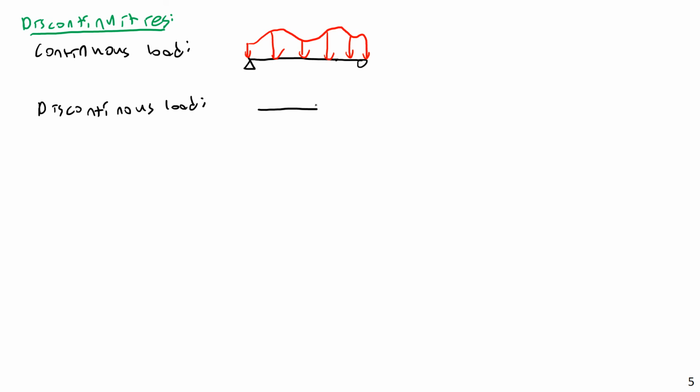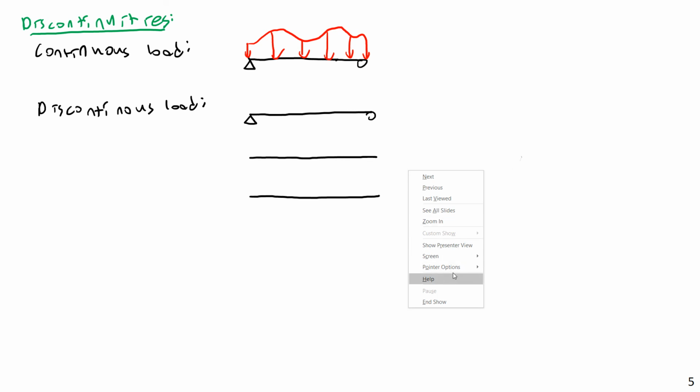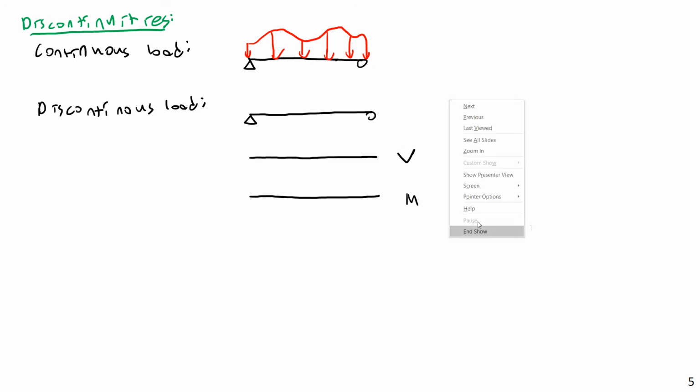Imagine you have a beam that is still simply supported, but instead of having a distributed load, and I'm going to go ahead and draw the V and M under this. And I suppose we can work through this later, but for now, take my word for it that the shear and moment diagrams will look like this. Your V and your M.